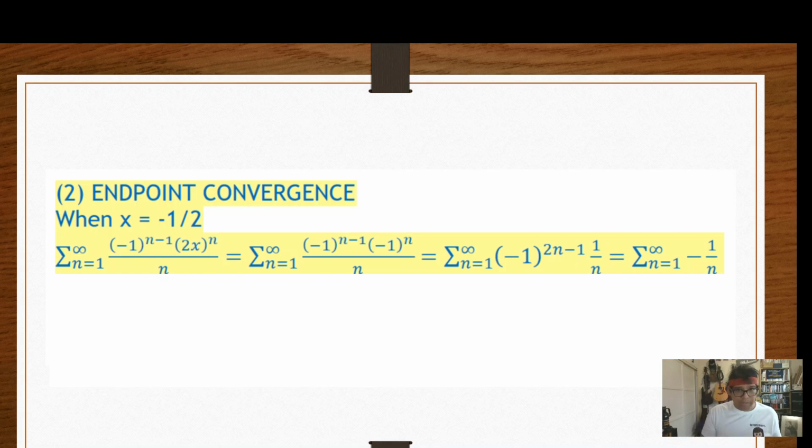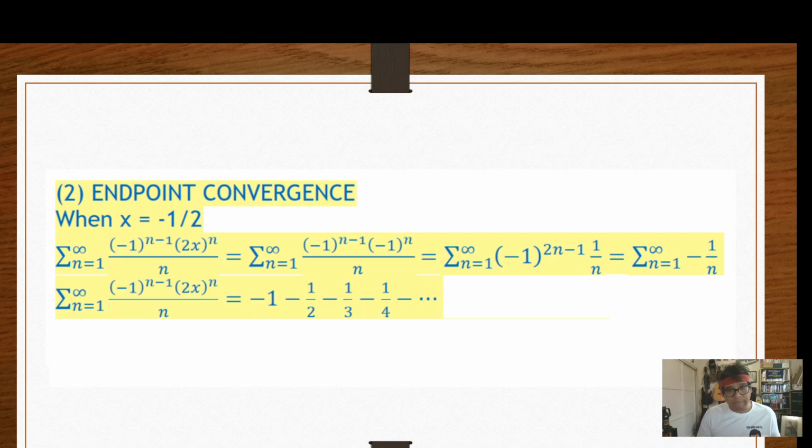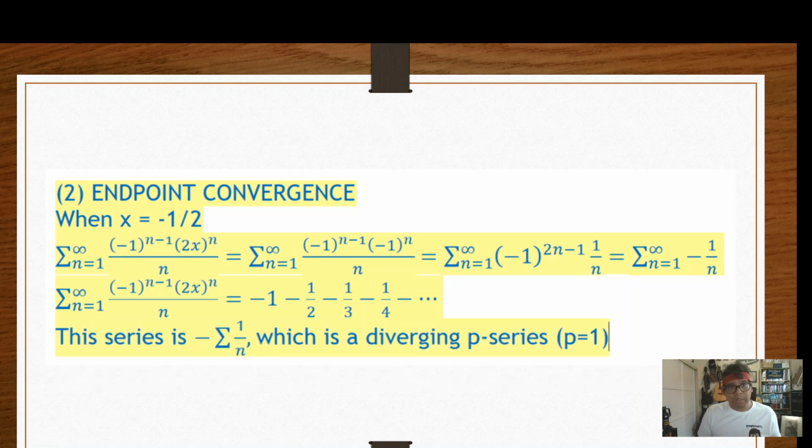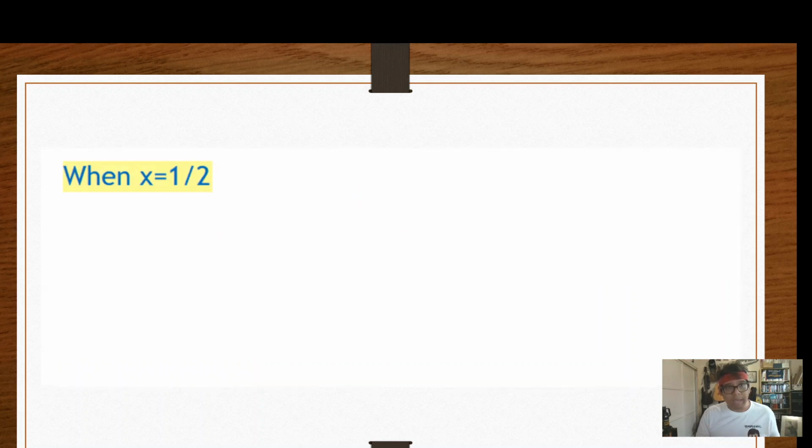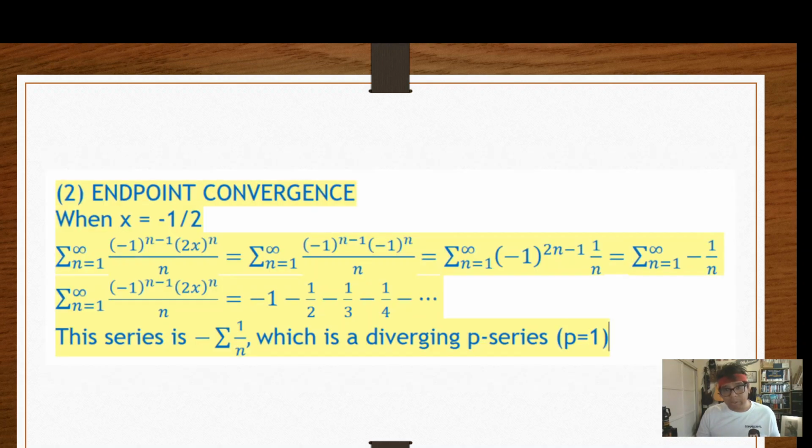Now, if you don't believe it, go ahead and write a few terms out, and you'll see. You'll just get the series of -1/n. In fact, I just went and wrote it out for you: -1, -1/2, -1/3, -1/4. So that is the negative of the harmonic series. So this series is the negative harmonic series, and it's a diverging series because p is equal to 1. Okay, so our result number 1 is when x equals -1/2, we get a diverging series.